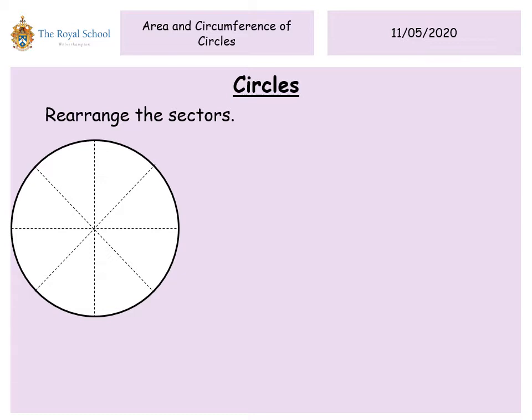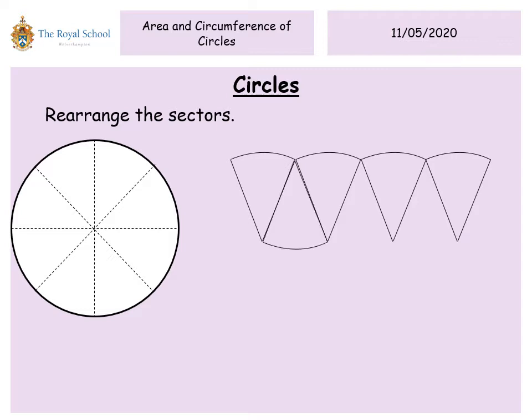And what we could do is rearrange these sectors, one pointing upwards, one pointing downwards in a line, as we can see, and make a new shape. And we can say, well, what shape is this?